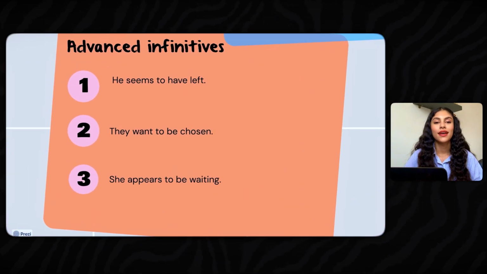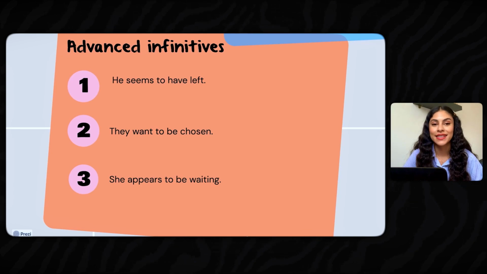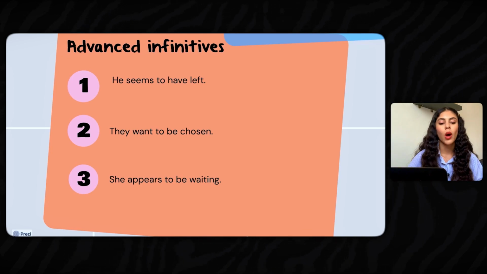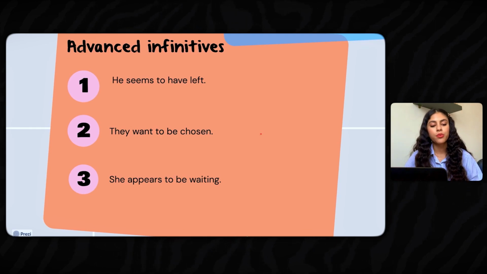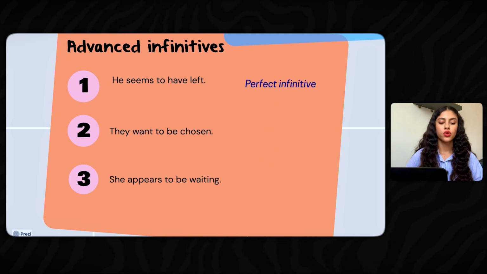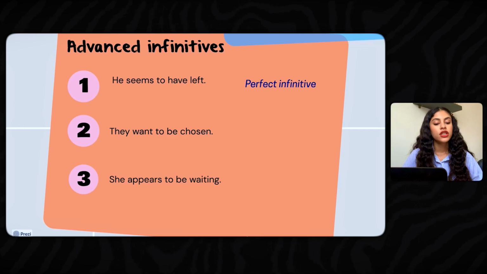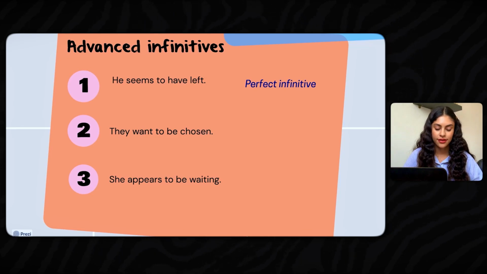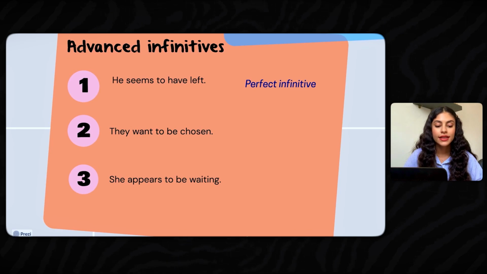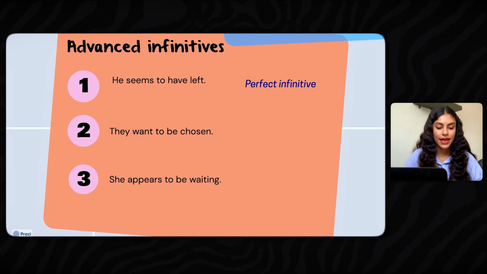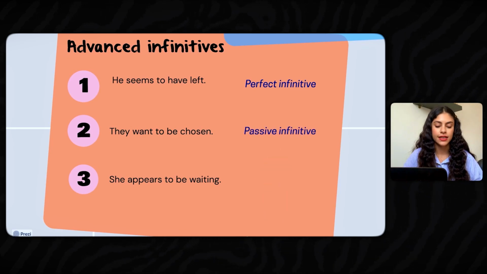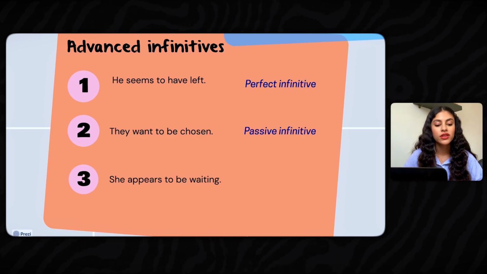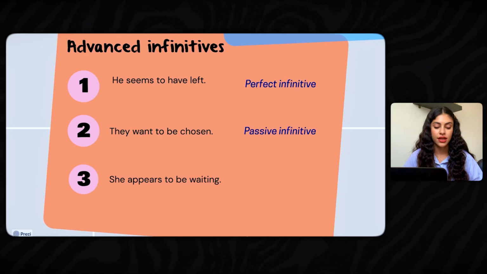Okay guys, let's get to advanced infinitives. The first one, he seems to have left. This one is perfect infinitive, to have left. It shows a completed past action. The second one, they want to be chosen. This is passive infinitive, to be chosen. It shows someone receiving an action.